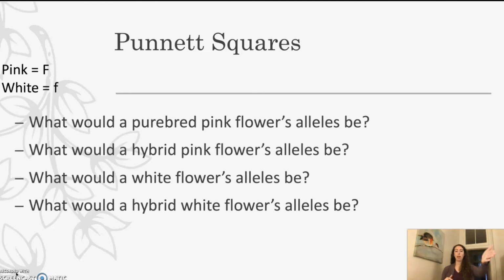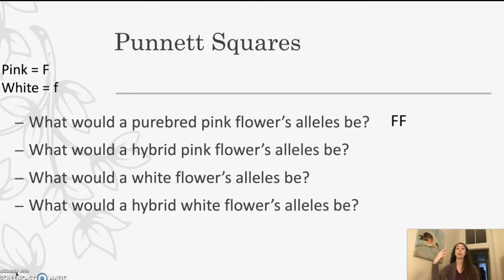So, I have a little reminder over there. Big F is pink, little f is white. So, what would a purebred pink flower's alleles be? I'll let you take a second. I want you to try and answer that yourself. Purebred, so think about what that means. Purebred means they have 2 of the same alleles. So, if they are purebred and they're pink, what is their outcome? What are their alleles? What is their genotype?